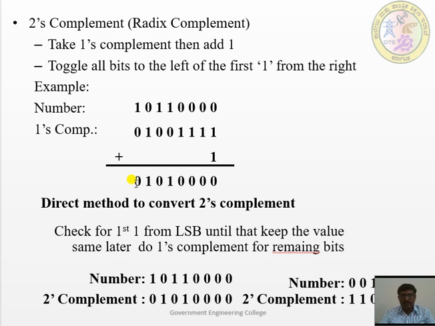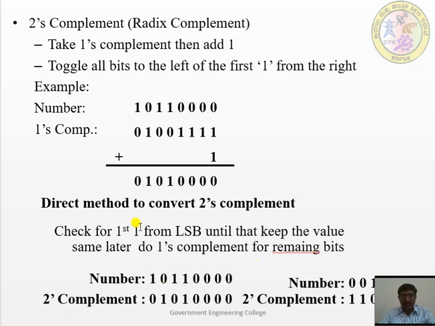First we should convert to a 1's complement, then add 1 to it. Okay, next, the direct method to convert to 2's complement. We can go for the previous method or this method. Check for the first 1 from the LSB. Until that, keep the value the same. Later, do 1's complement for the remaining bits.